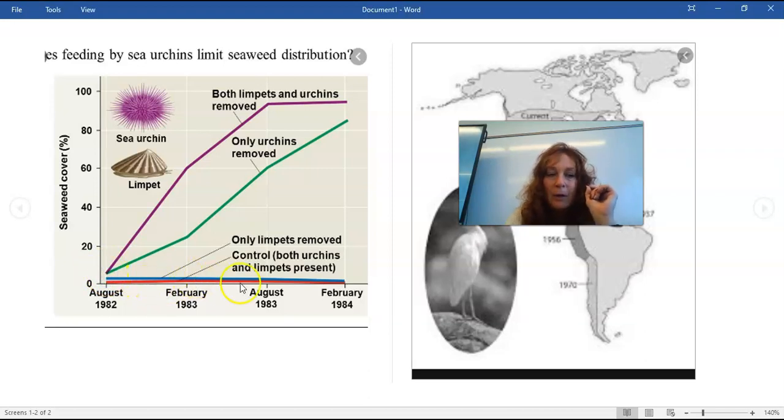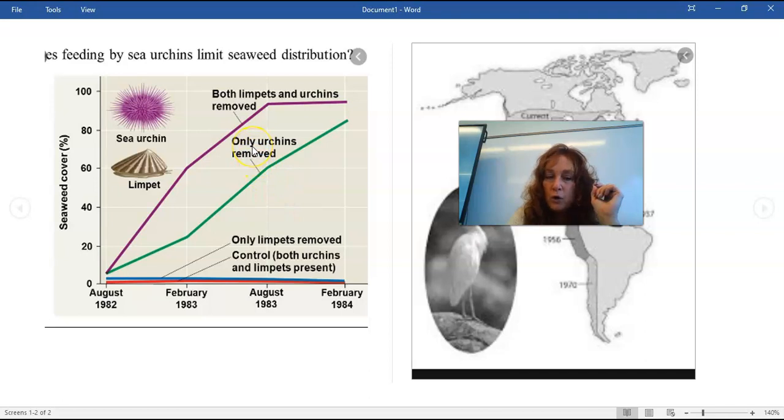Okay? As time goes on, we have different conditions. So you've got limpets and urchins. They must naturally live in this area because that's the control. The control should be the natural conditions. So I notice, because they're the red, when both the sea urchins and the limpets are there, there's very little seaweed, assuming that they eat it, right? Then you remove the limpets, which means that for the blue, the sea urchins are still there. Limpets are gone, sea urchins are still there. That looks a whole lot like the control.